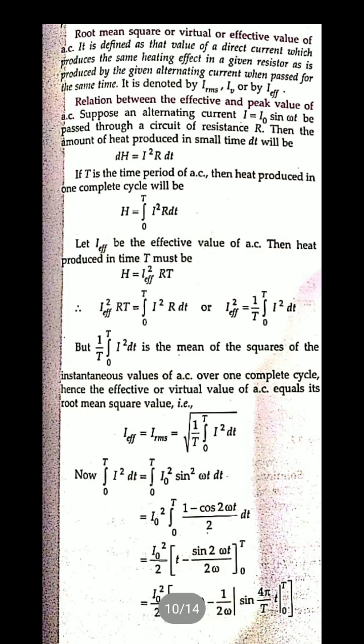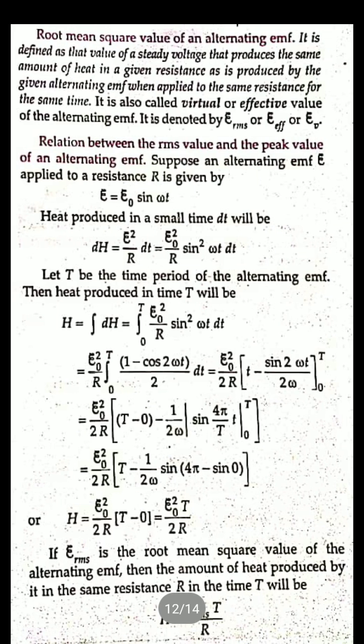After this derivation and integration, please practice it at home in your copy, otherwise you will not remember these things. A similar value we also get for the EMF, where we just replace I by E by R. In place of I squared, you can write I squared equals E squared by R into dt, where E equals E0 sine omega t. In the same way you can derive it, integrate it, and you get E0 squared T by 2R. So you get E_RMS equals E0 by root 2, that is 0.707 into E0.